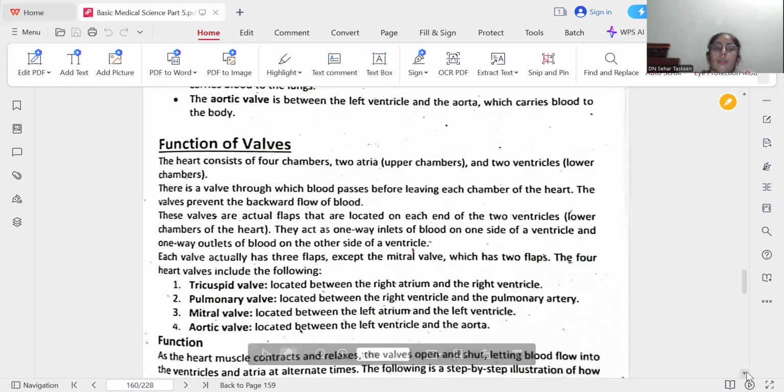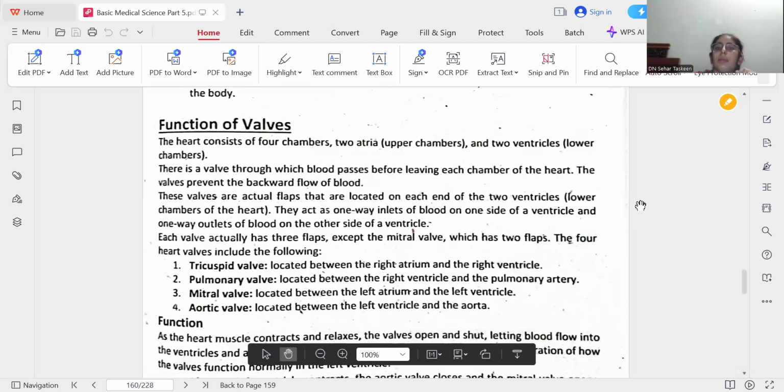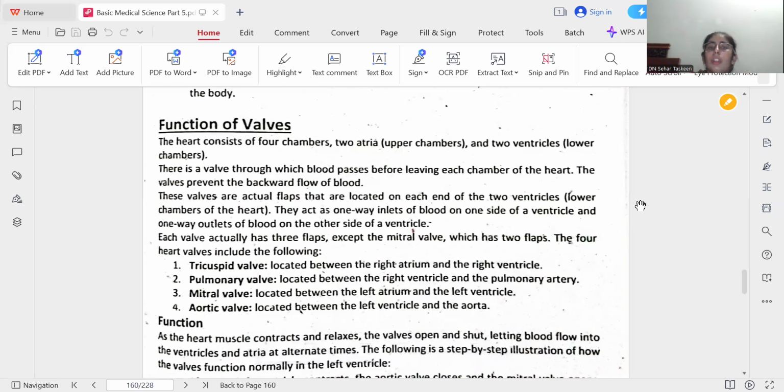The heart consists of four chambers: two atria (upper chambers) and two ventricles (lower chambers). There is a valve through which blood passes before leaving each chamber of the heart. The valves prevent the backward flow of blood. These valves are external flaps that are located on each end of the two ventricles.